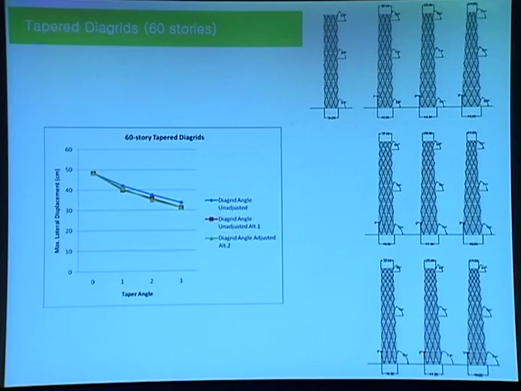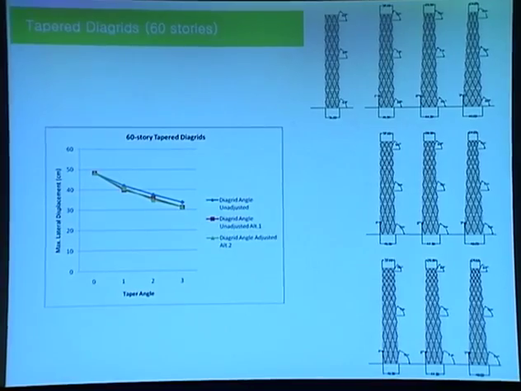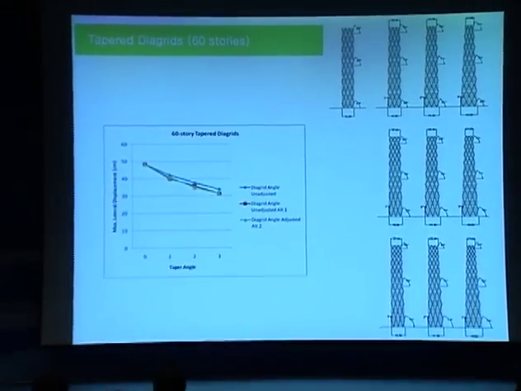And this is the result in terms of lateral displacement. Without any adjustment, but still based upon this tapered form, if you taper more and more, the stiffness becomes larger and larger. But if you adjust the angle, as you can see from the red and green, the stiffness becomes even larger. But in this 60-story case, the second group and third group are pretty similar.